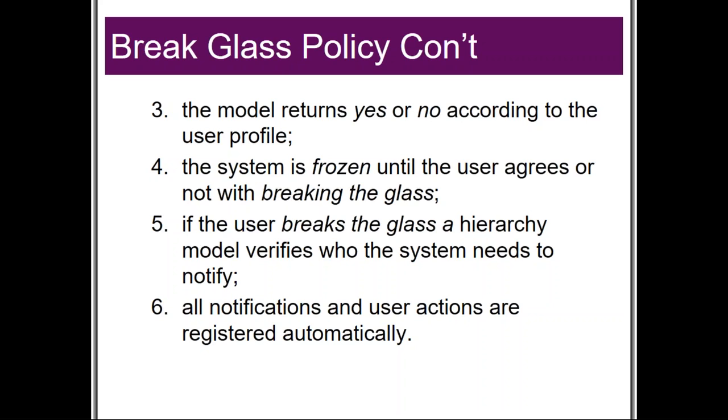Number five is that if I break the glass, that hierarchy model I was telling you about is going to verify who it needs to notify, and then it's going to go out and notify that person. Security should be getting a phone call or some type of alert saying that Derek is in this system. And the last thing, all notifications and all user actions are going to be registered automatically, again for auditing purposes. So this is the policy piece of it.